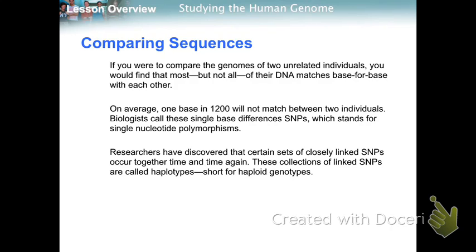If we were to compare the genomes of two humans, it's actually kind of crazy, but most but not all of their DNA matches base for base with each other. On average, one base in 1,200 will not match between two individuals. These single base differences are called SNPs, single nucleotide polymorphisms. Researchers have looked at these and discovered that sets of closely linked SNPs occur together time and time again. These collections of linked SNPs are called haplotypes, short for haploid genotypes.